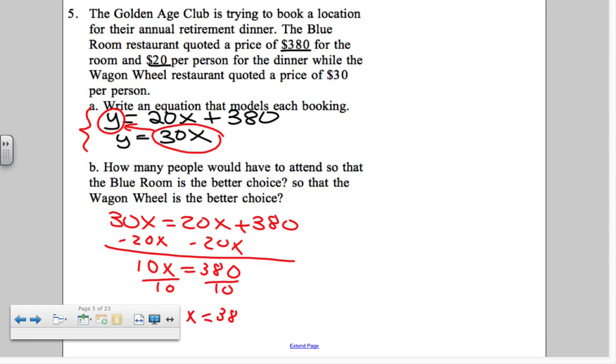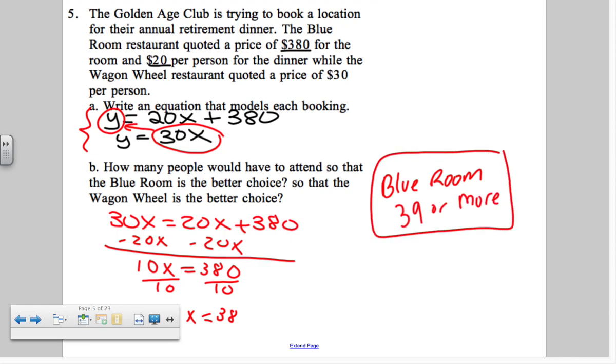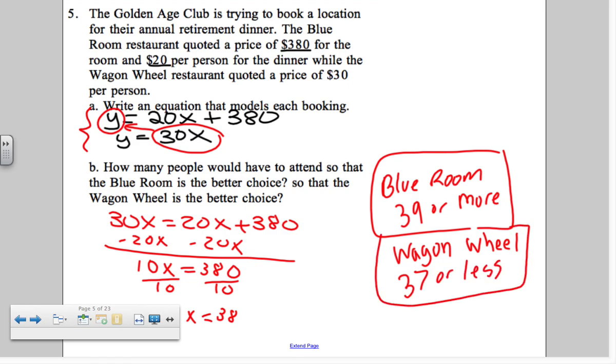So which place is going to cost less, or how many people would it cost less at the blue room? Well, at the blue room, it costs more up front. So it would be better if 39 or more people came. At the wagon wheel, they charge more per person, but they don't charge the fixed amount up front. So the wagon wheel is going to be cheaper for the fewer amount of people. So for 37 or less people, wagon wheel would be a better choice. If it were exactly 38 people, it wouldn't matter which one you went with.